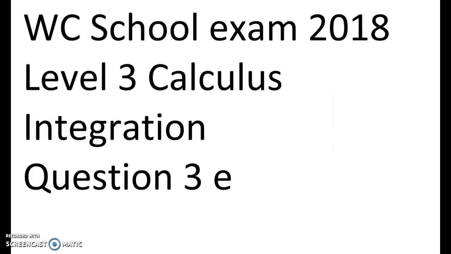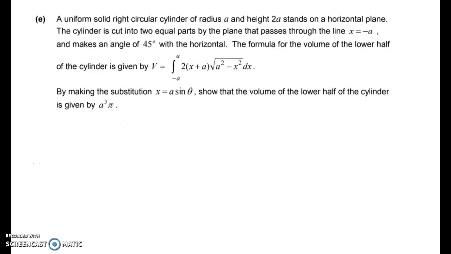Kia ora Year 12. This is question 3E from the school exam for integration this year, and here's the question here. It's more obvious what you have to do, but it looks a little bit daunting. We're told we're dealing with a uniform solid right circular cylinder. It's been chopped into 2 equal parts by a plane that passes through this line, and it makes an angle of 45 degrees with the horizontal.